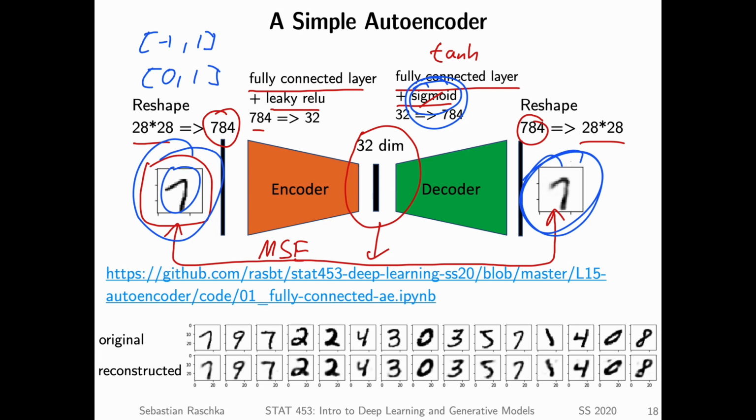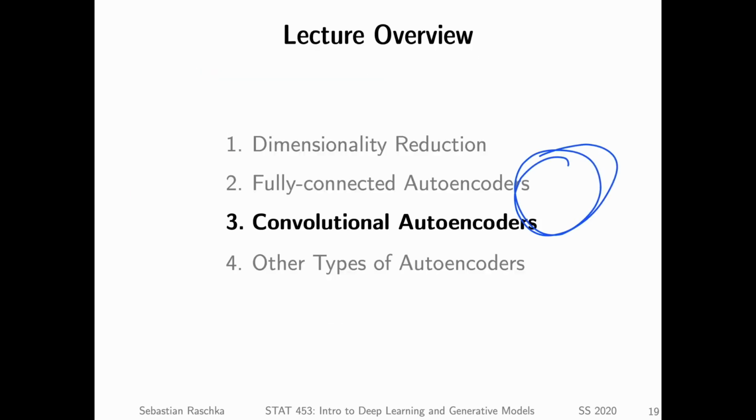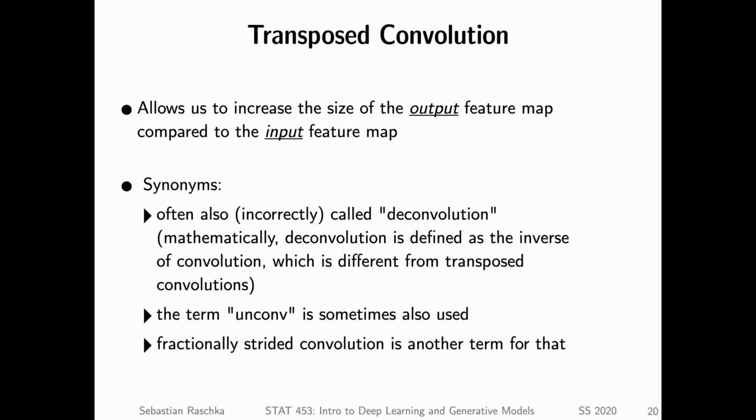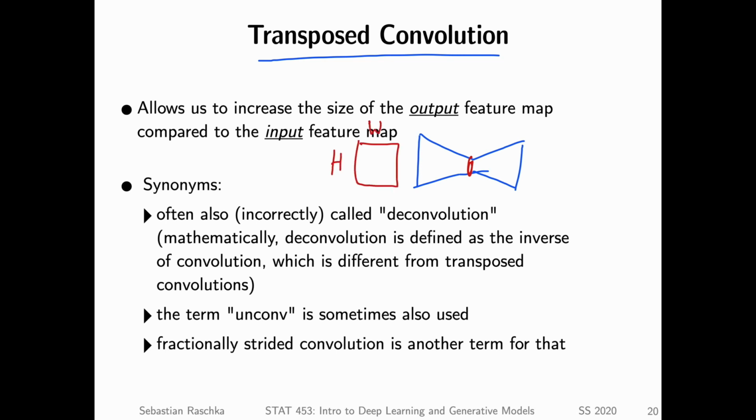Okay, so this is a very simple autoencoder. Next, we are going to talk about convolutional autoencoders, so extending the concept using convolutions. First, we have to talk about another concept, transposed convolution. So remember, from the autoencoder we have the hourglass shape where we have the bottleneck here at the center. So if we use image data, for example, an image with height h and width w, we also want to get back an image of that size, h and w.